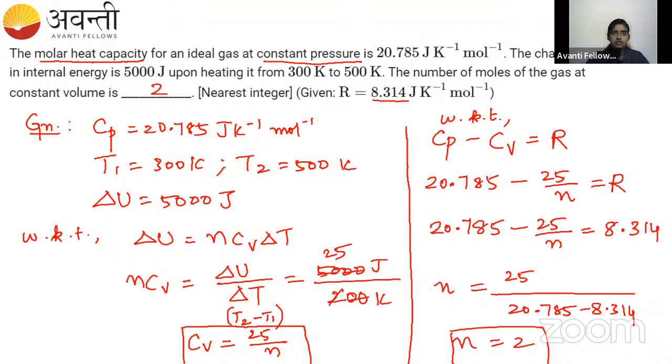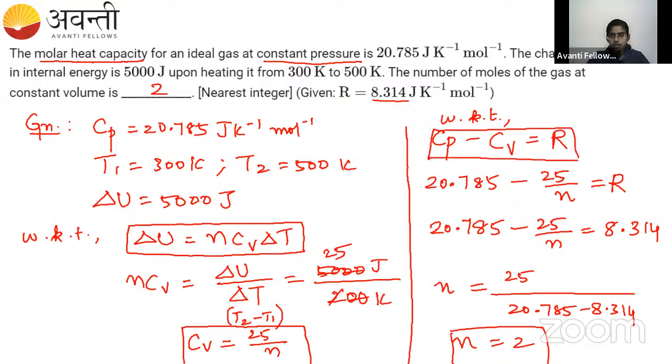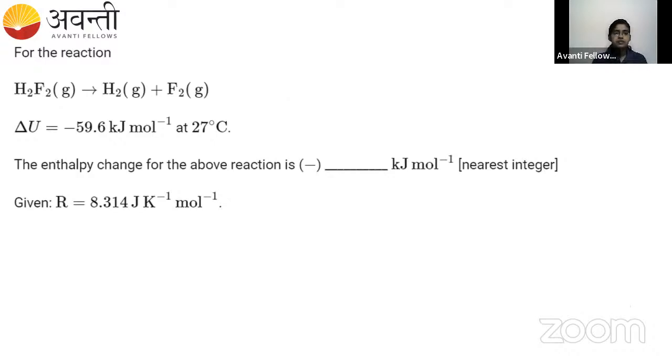Okay. So first we are using delta U relation and we are getting Cv from there, and using that Cv we are getting the value of N, number of moles. Got it? It's very easy only, just we have to apply two formulas to find out the answer. That's it. Now coming to one more question, the last question for today's session.